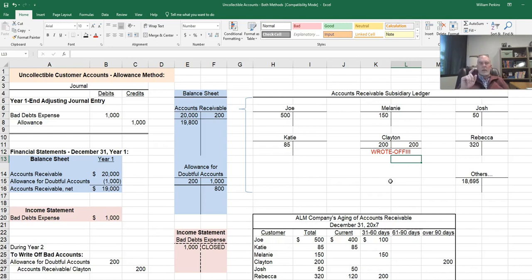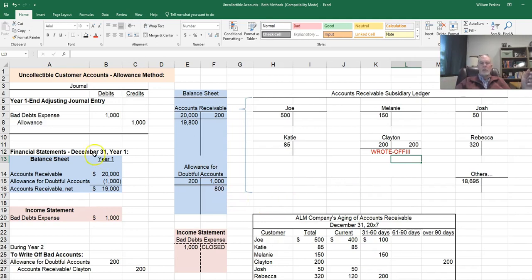So let me just summarize that, and then we're going to look at a little more in-depth example. At the end of the year, we look at our accounts receivable, and we estimate how much of that is going to be uncollectible.